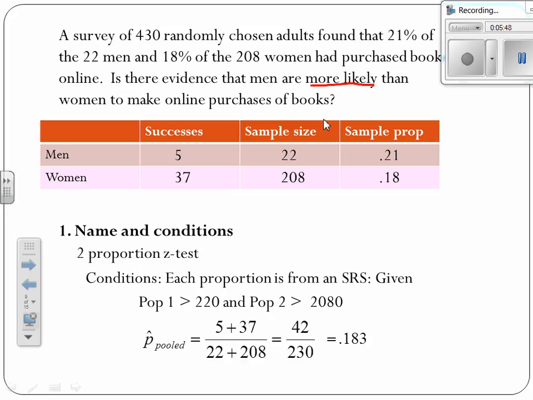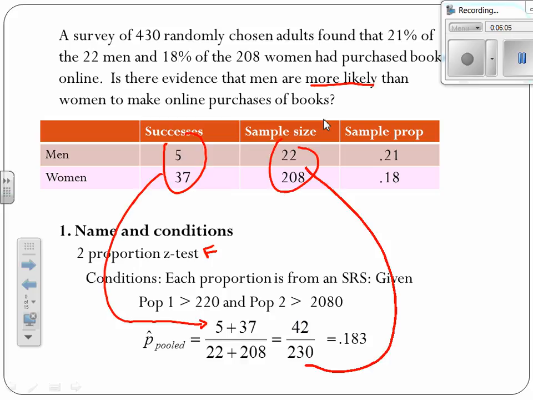So we'll run through quick. There's only one name for this. There's only a two proportion z-test. No such thing as t in this situation. We want to make sure that there's more than 220 men and more than 2,080 women. That's a safe bet. And there again is how you calculate p pooled by hand.